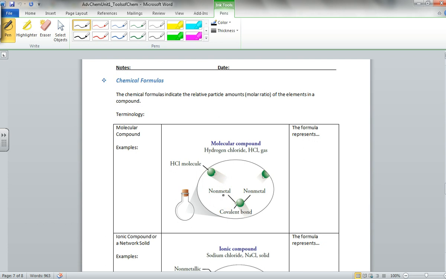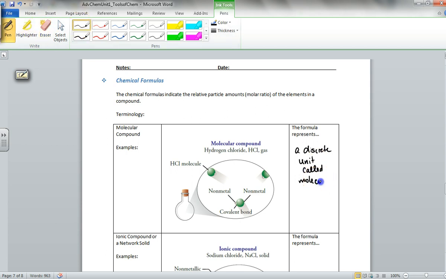So when you see the formula HCl, that formula is representing the actual number of particles in there. So it's representing the discrete unit called a molecule. And it's showing you the exact number of atoms in that molecule.